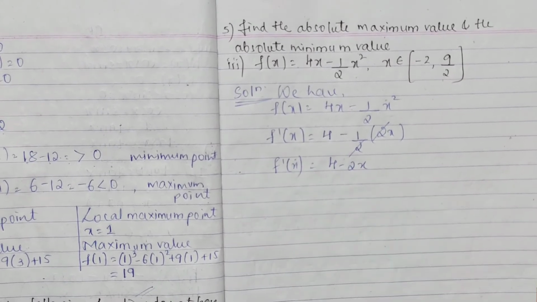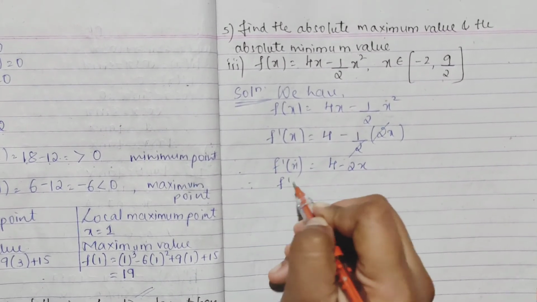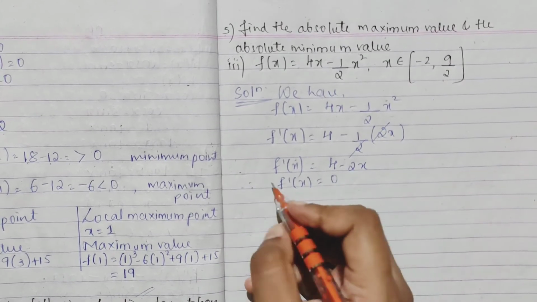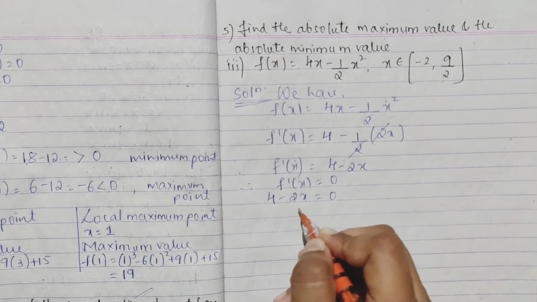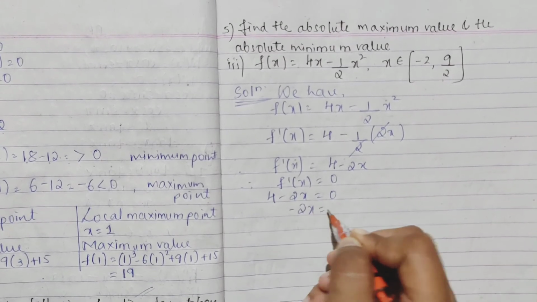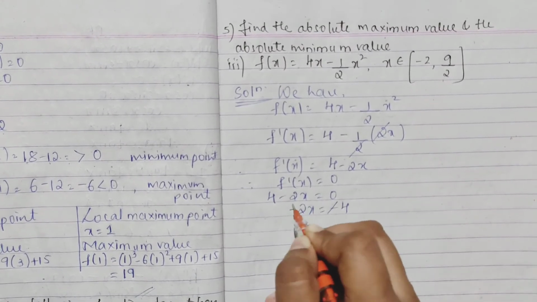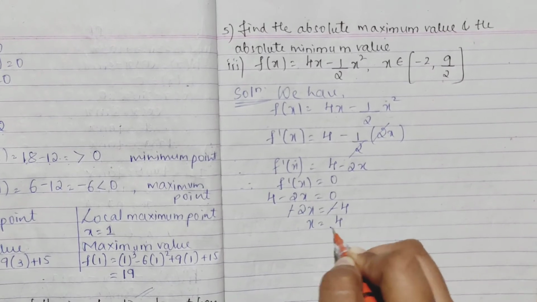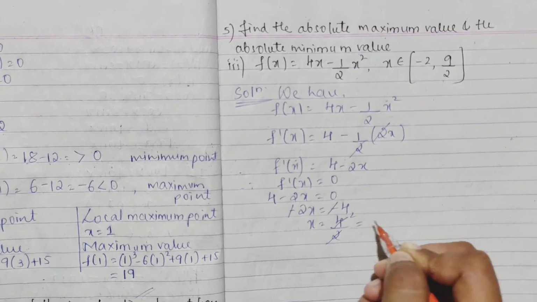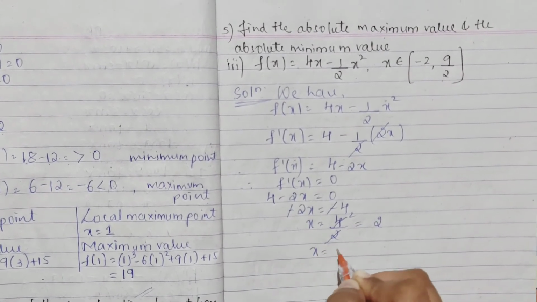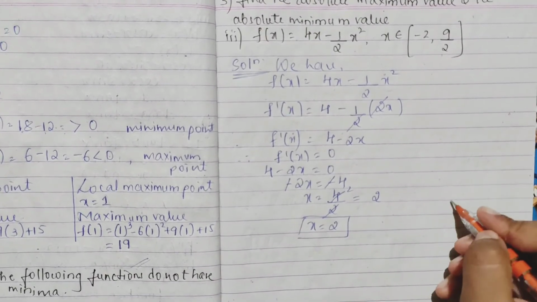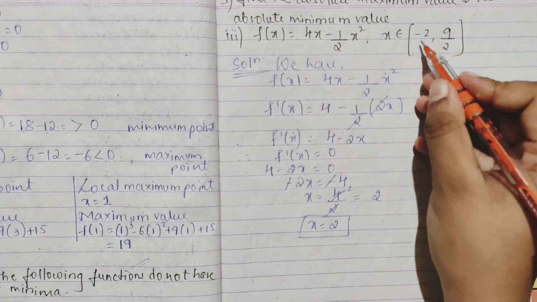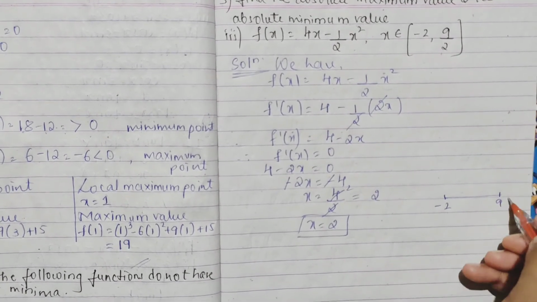Now what you have to do is equate it to 0. Therefore f dash of x equal to 0, so 4 minus 2x equal to 0. If you take 4 across, it becomes minus 4, the minuses cancel, and x will be 4 divided by 2, which is equal to 2. So you are getting x is equal to 2, within the closed interval minus 2 to 9 by 2.